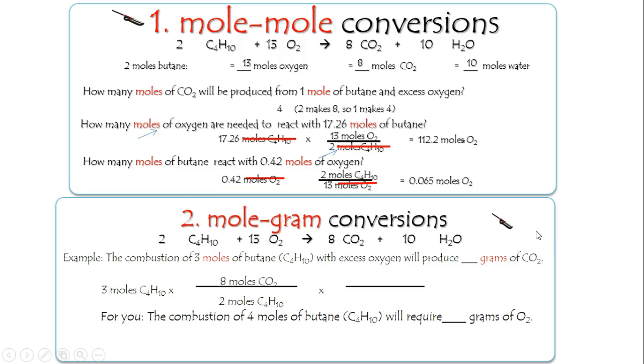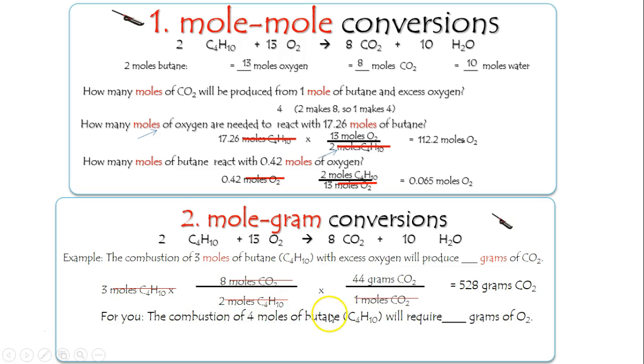Here's the proper setup. Every 2 gives you 8. Every mole weighs 44 grams. Everything cancels nicely. And we have 528 grams of carbon dioxide produced. Try this one. If you want, try it on your own on a piece of paper by pausing and see if you get the right answer.